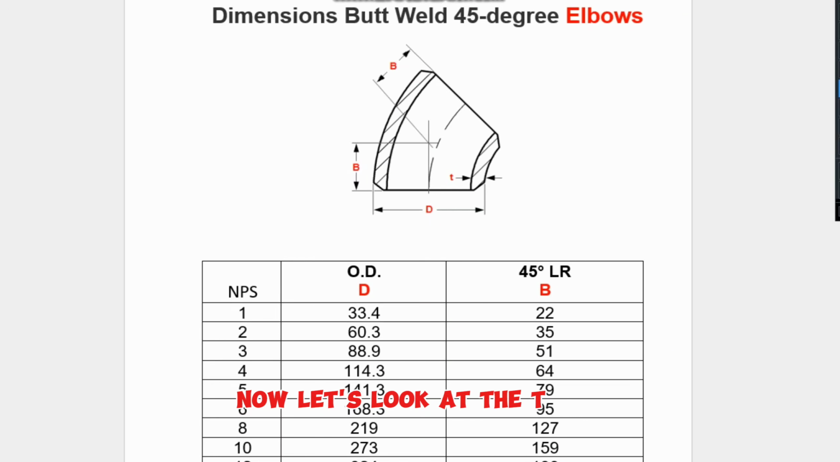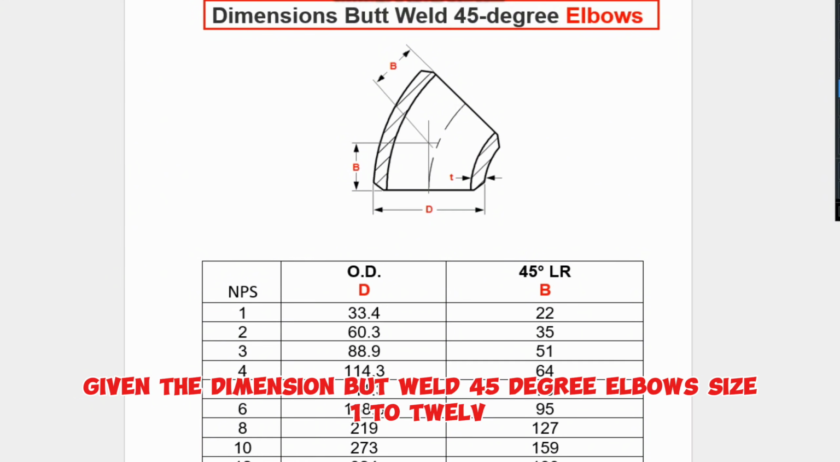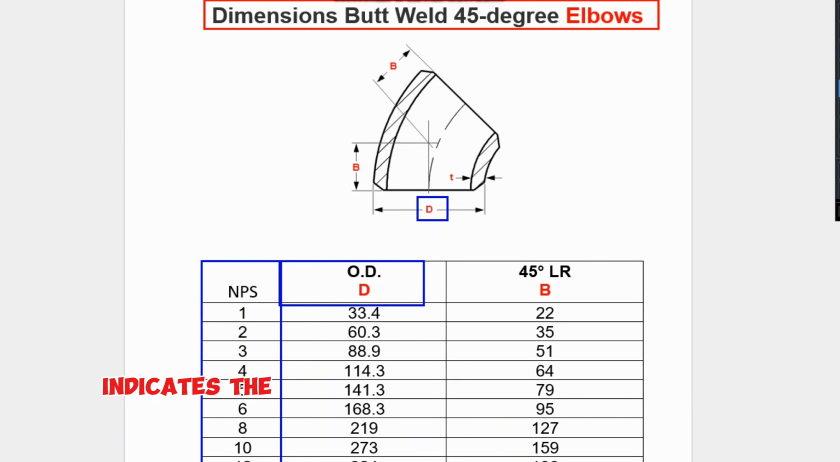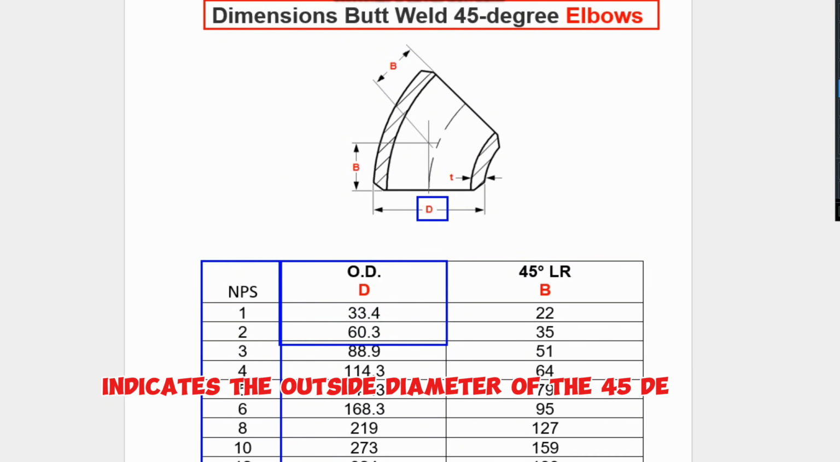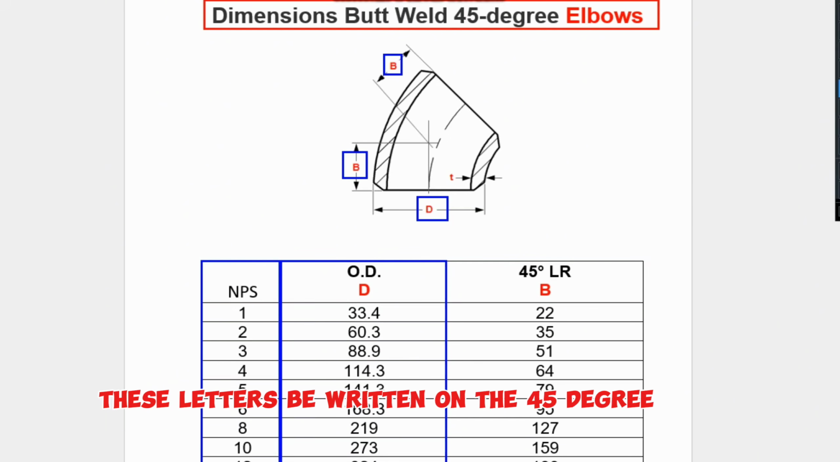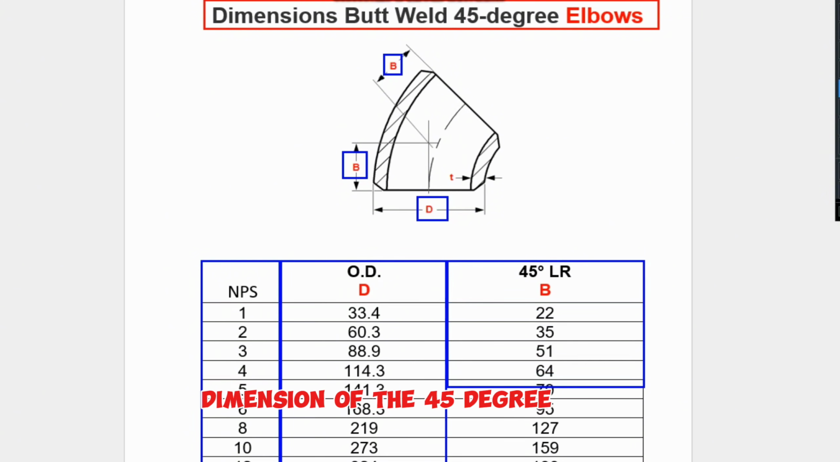Now, let's look at the table giving the dimensions of butt weld 45-degree elbows, size 1 to 12. The nominal pipe sizes of elbows are shown in the first column of this table. The letter D written on the 45-degree elbow indicates the outside diameter of the 45-degree elbow and is shown in this column. The letter B written on the 45-degree elbow indicates the center to end dimension of the 45-degree elbow and is shown in this column.